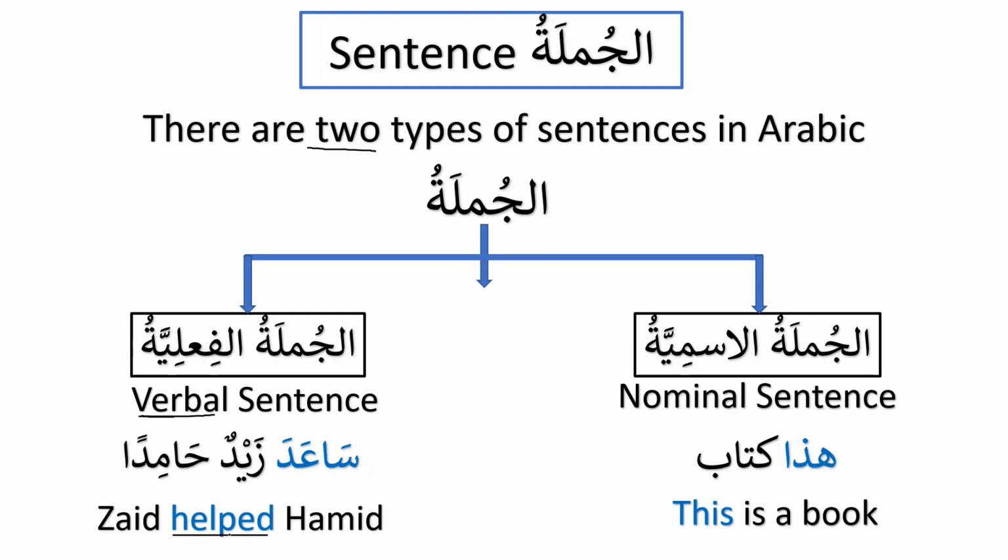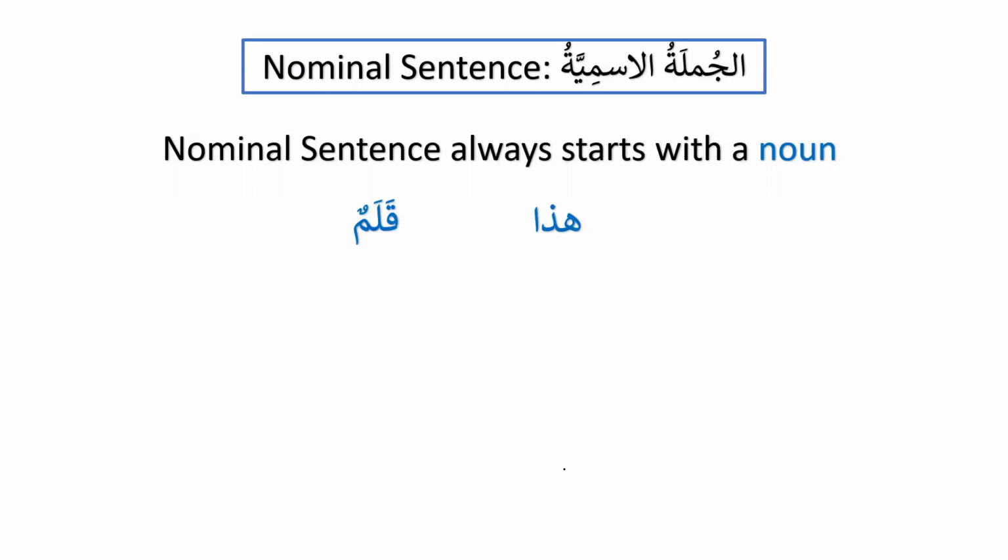Zaid helped Hamid. Now, again, we need to know small differences between Arabic and English. Normally, in English, we do not start a sentence with a verb, unless it's a command. Of course, a command is used like go there, sit here. We know. Other than that, we don't really start a sentence with a verb, but in Arabic, we can start a sentence with the verb, and we can also start a sentence with the noun, as we can see over here. Hadha kitabun, this is a book. So you know that we are dealing with the noun, and the Sheikh has also started the books with the nominal sentence. So that's why we will focus on the nominal sentence first.